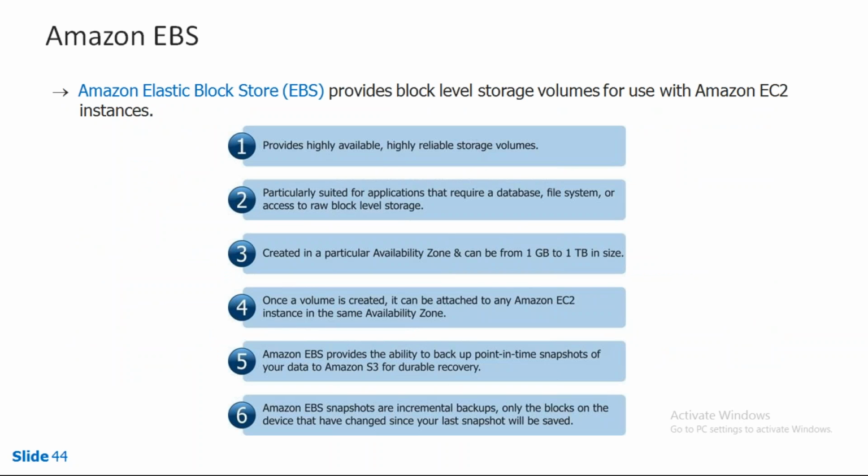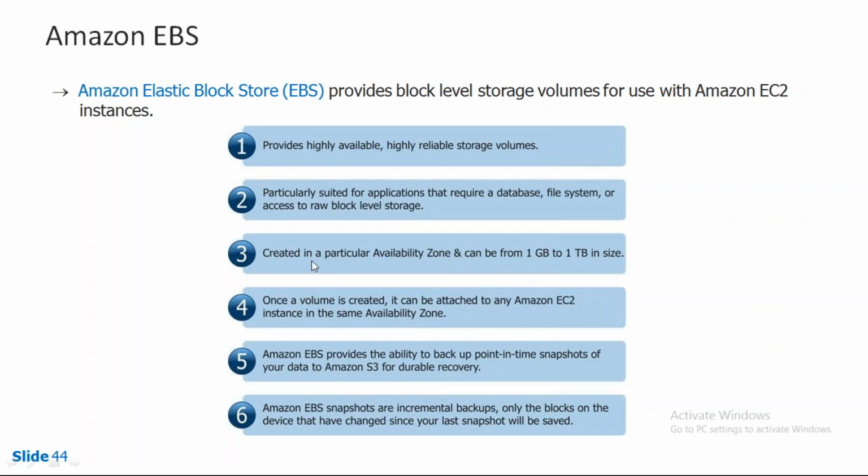Then Amazon EBS, Elastic Block Storage, provides block level storage volumes for use with Amazon EC2 instances only. It requires an Amazon EC2 instance when an EBS volume is created. Then what are the uses? It provides highly available, highly reliable storage. That's what I said, 99.999% availability it will provide you. It is particularly suited for applications that require a database, file system, or access to raw block level storage.